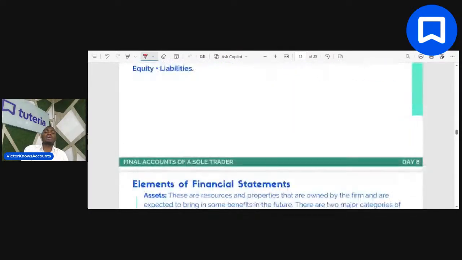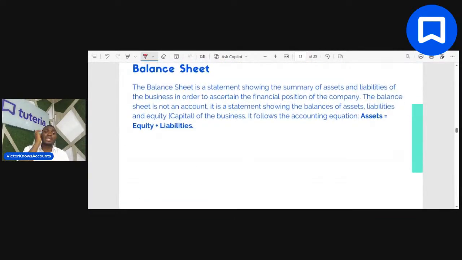Then the next one we have is our balance sheet. Now your balance sheet is basically a statement that shows the summary of assets and liabilities. One thing that you should know is that your balance sheet is not an account. It is simply a statement, and it shows the summary of assets and liabilities of the business in order to ascertain the financial position of the company. It is a statement showing the values of assets, liabilities, and equity at the end of a period. That's what balance sheet is.